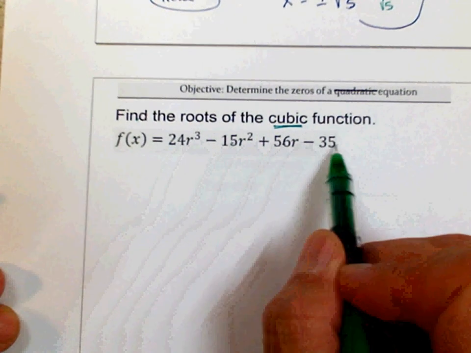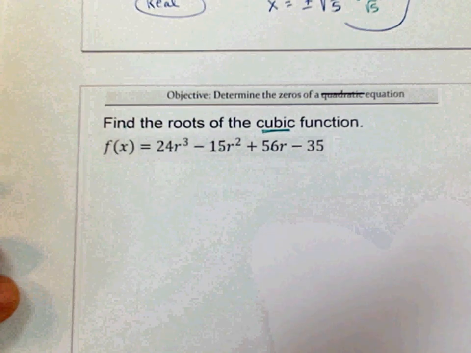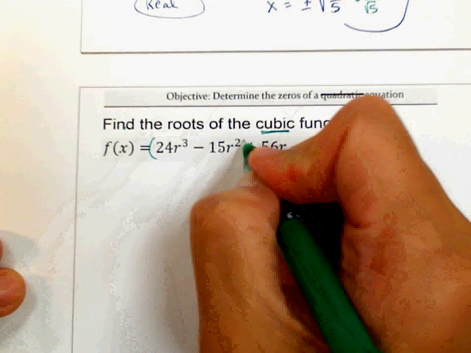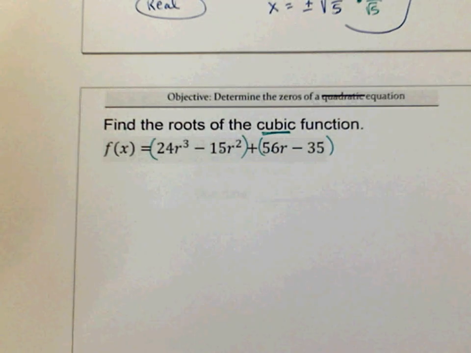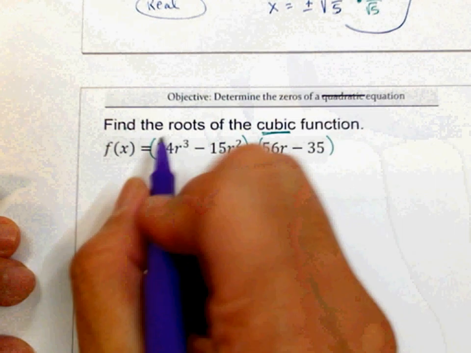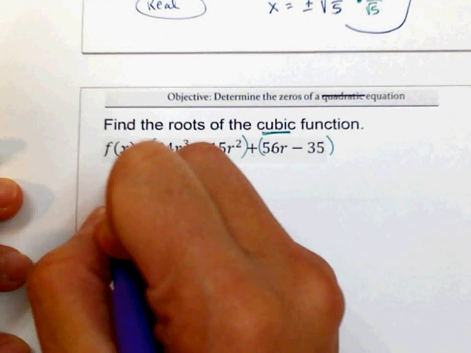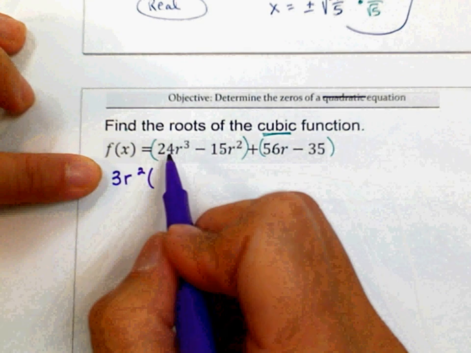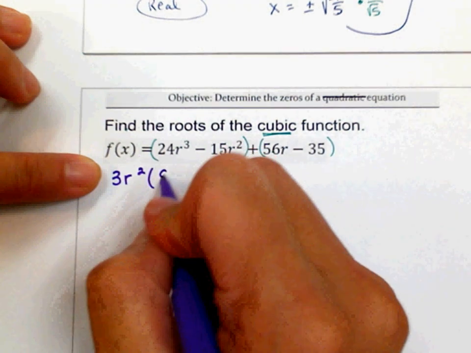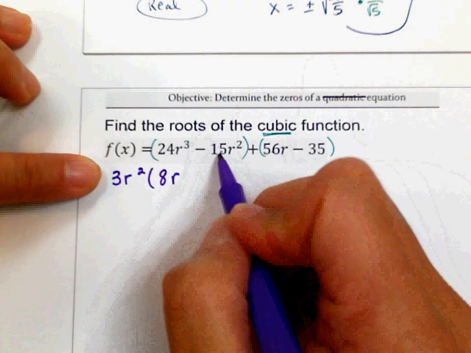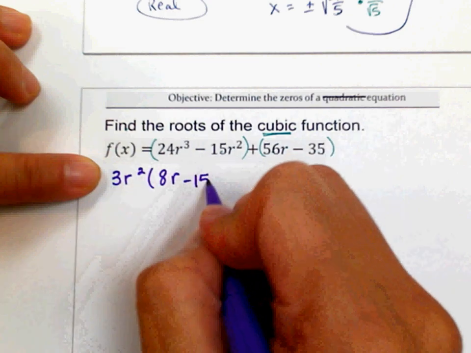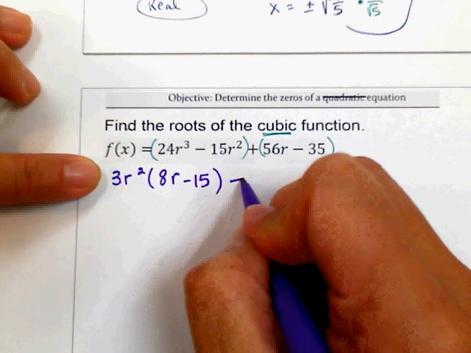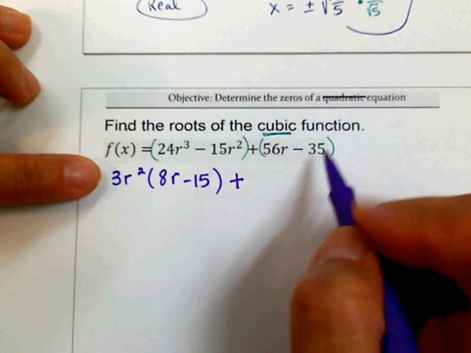Group the first two, group the last two, okay? What do those two have in common? Well, I believe 3 goes into both of them, so 3r squared. When you factor that out, 24 divided by 3 is 8 with r left over. Negative 15 divided by 3 is negative 15. No r. Keep that sign. What do these guys have in common? 7 goes into both. So 8r minus 15.